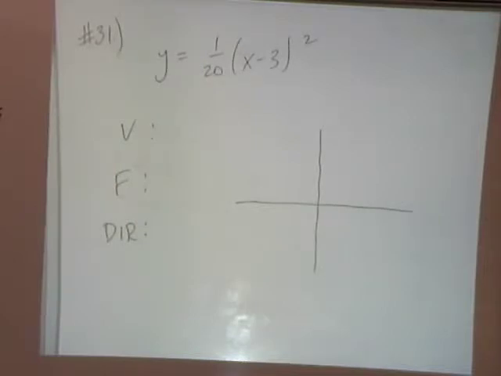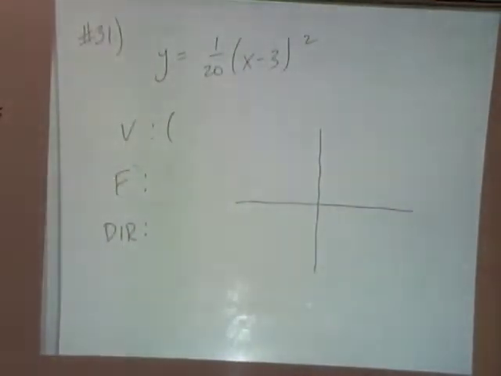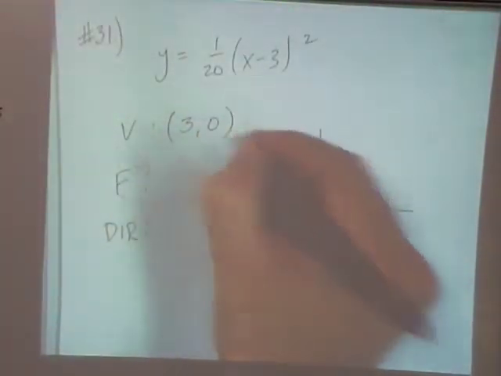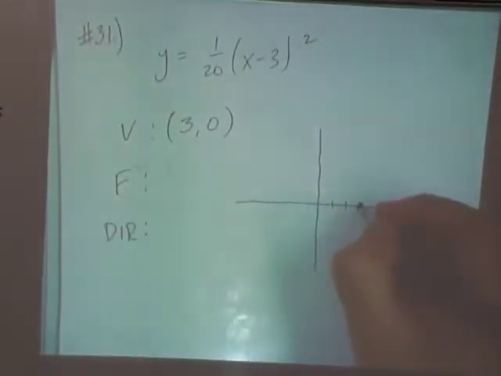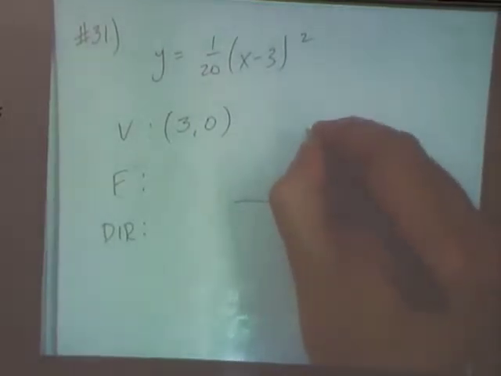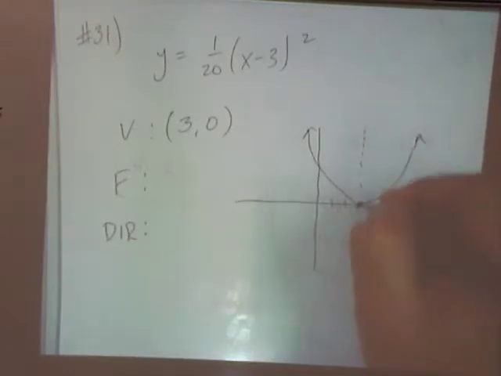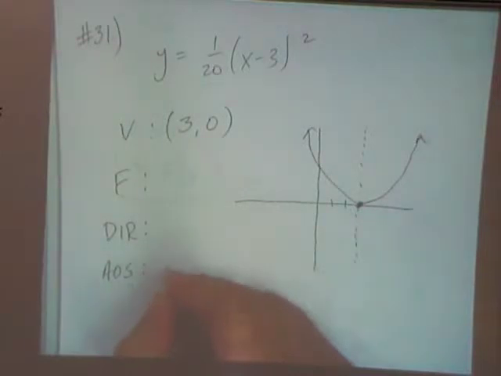What is my vertex? 3, 0. Very good. So there's my vertex, and it's going to open up. Here's my axis of symmetry, so go ahead and add that on there. X equals 3.